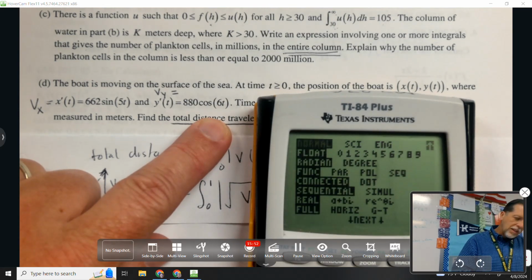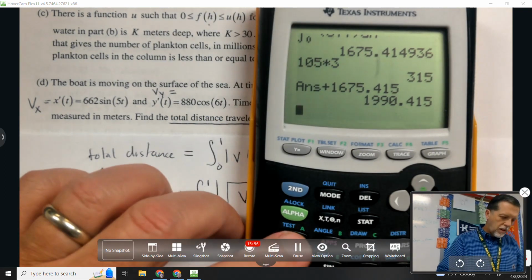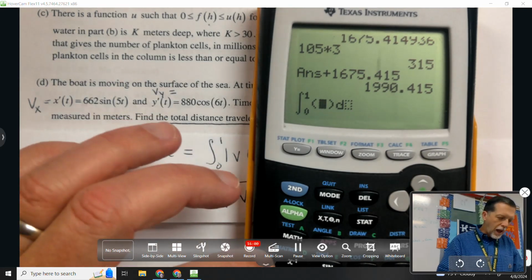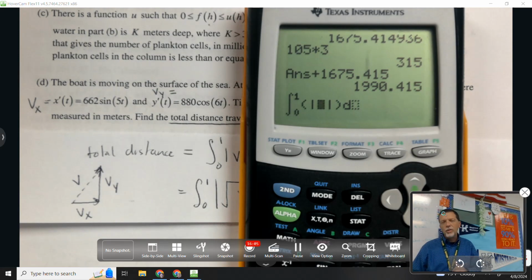Make sure I'm in radians. Okay, so y1 and y2 were in there. So I want math 9, 0 to 1. I'm going to go ahead and put absolute value bars on there, even though I know I don't need them because the square root's going to be positive.